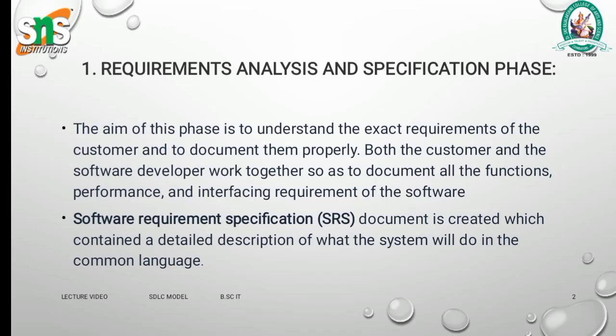The first one is the requirements analysis and specification phase. The aim of this phase is to understand the exact requirements of the customer and document them properly. Both the customer and software developer work together to document all the functions, performance and interfacing requirements of the software, and it describes what the system is to produce and not how. In this phase a large document called the software requirement specification document is created, which contains a detailed description of what the system will do in common language.